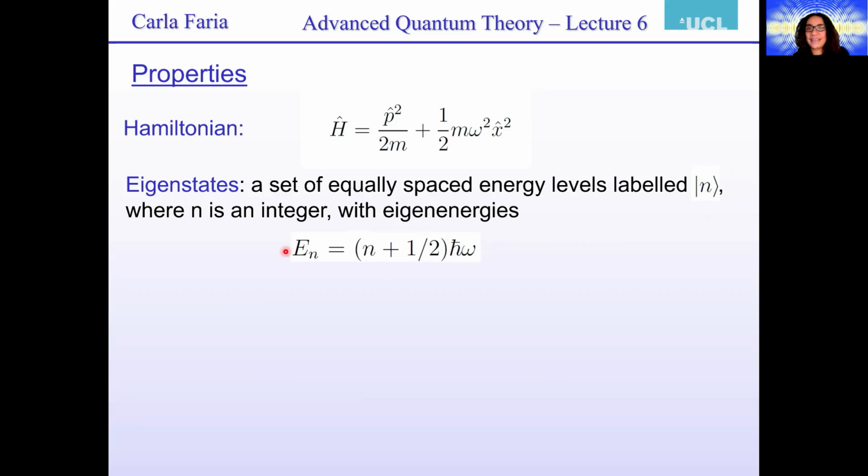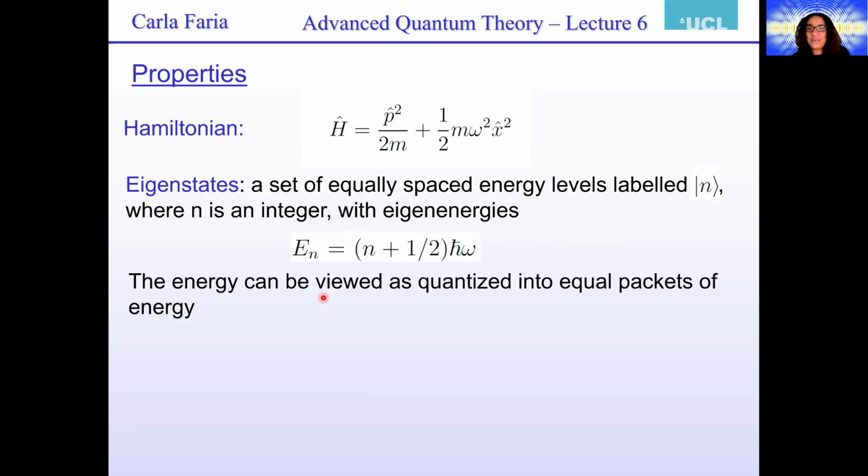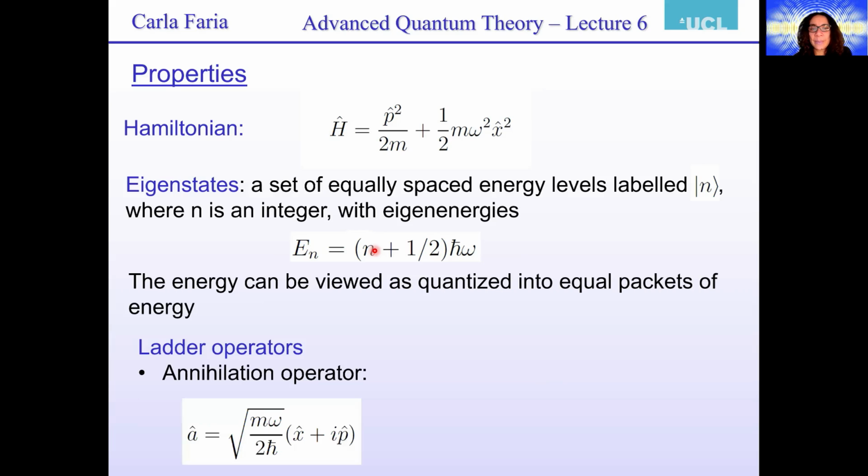And we also know that the eigenenergies are given by this expression, where n goes from 0 to infinity. You can view this as if the energy were quantized into equal packets. So for each equally spaced level that you reach, you have to give a quantum of energy. And this is a very useful picture for us.